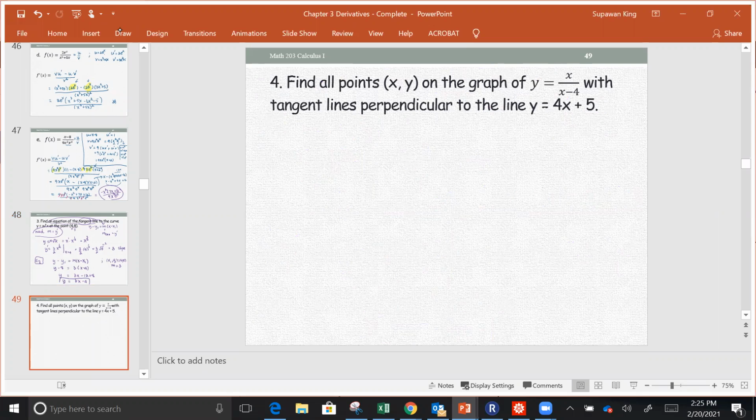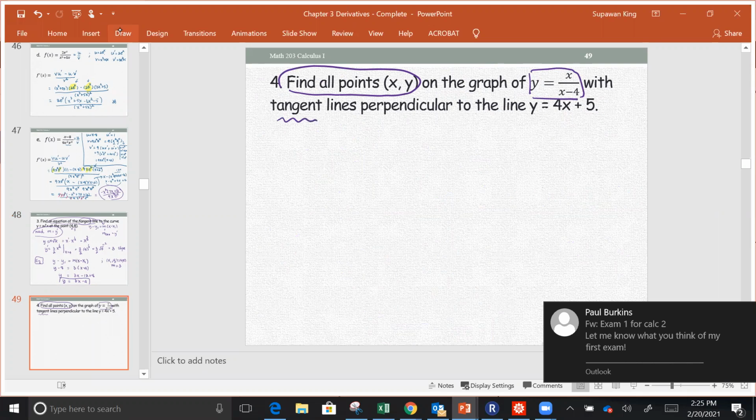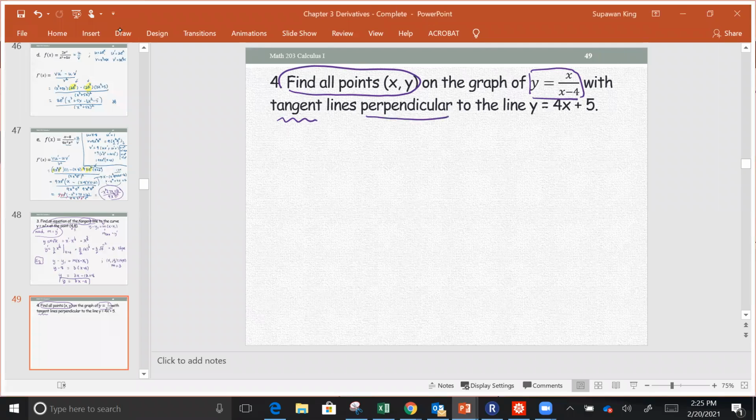Example 4. Find all points (x, y) on the graph of y equals x over x minus 4 with the tangent lines perpendicular to the line y equals 4x plus 5. Our goal is to find the ordered pairs in the form of (x, y) on the graph of the function y equals x over x minus 4. The key term is the tangent line perpendicular to the line y equals 4x plus 5.